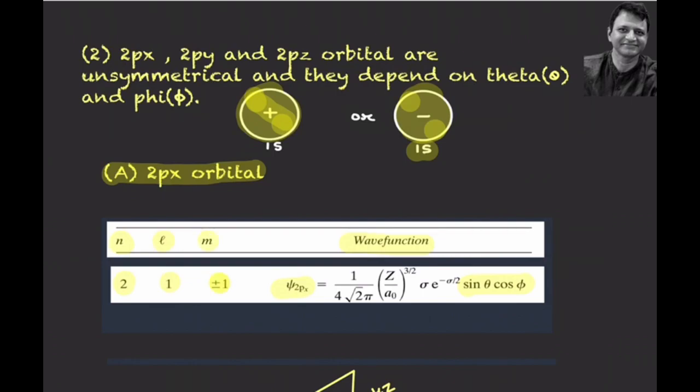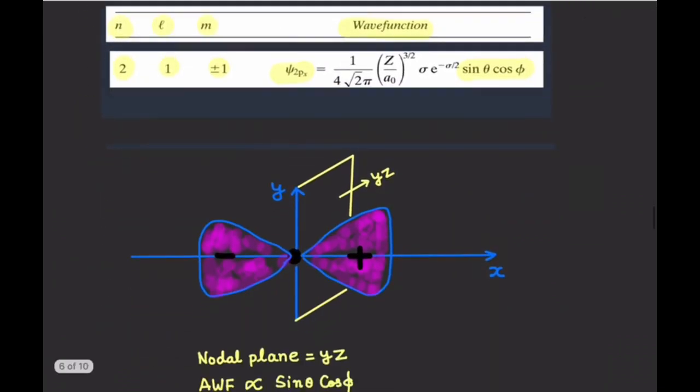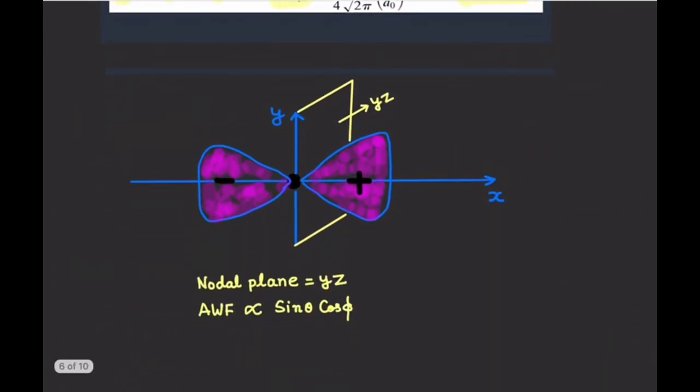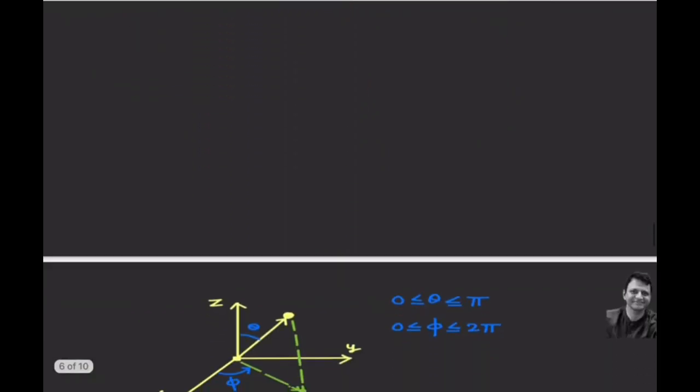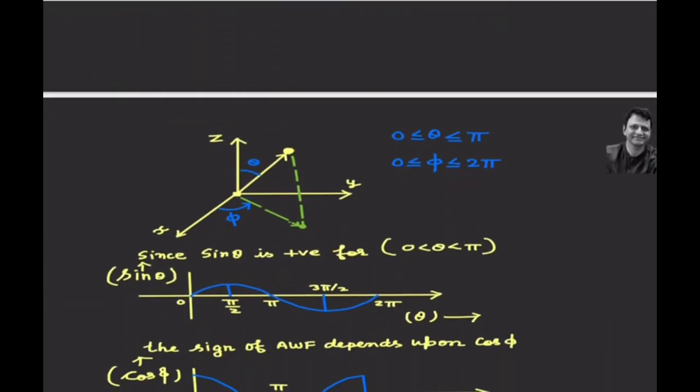Before understanding how the angular wave function is going to depend on theta and phi, first we have to understand what is the meaning of theta and phi. In order to understand theta and phi, suppose this is the Cartesian coordinate system or polar coordinate system, and this point is representing the position of the electron from the nucleus.